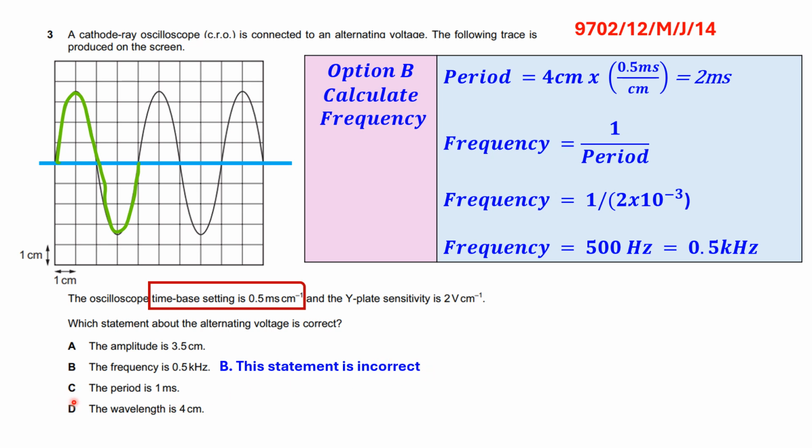Now, C says the period is 1 millisecond. Definitely not. We found the period is 2 milliseconds and the wavelength is 4 centimeters. Technically, we cannot calculate the wavelength here, because wavelength is measured horizontally, and horizontally here we are having time, not length. So the correct answer is B.